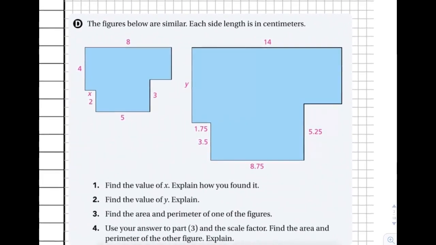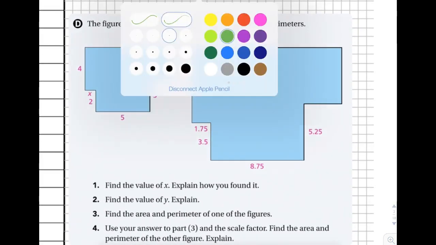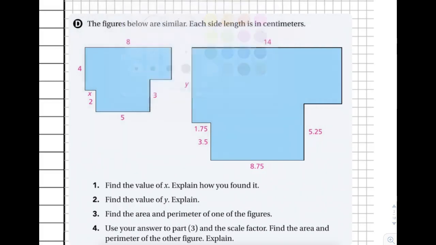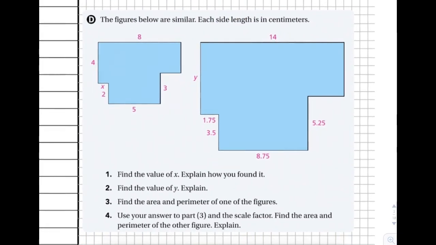Okay, so you were working a little bit already on C and D. I'm assuming the video paused. So we need to find a few things here. We need to find the value of X, which is here. We need to find the value of Y, which is here. So I kind of got to go from the big one to the small one, and I got to go from the small one to the big one.